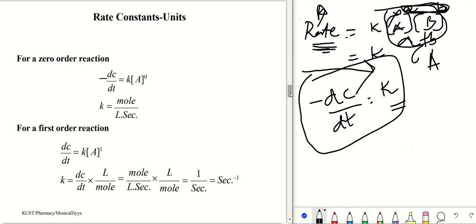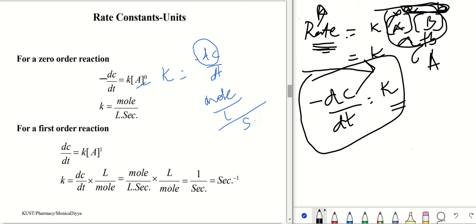So this K is equal to minus dC by dt. We will not be considering this. So what is the unit for dC normally? Moles per liter. So moles per liter per second.